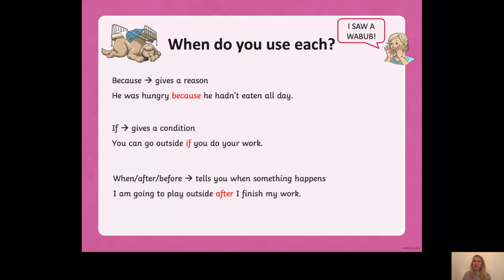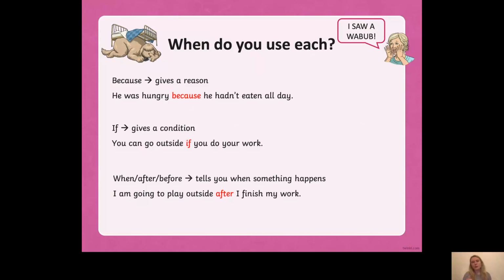Then we have if, which gives a condition. You can go outside if you do your work, but only if you do your work, because that's the condition. You can have dessert if you eat your dinner, but only if you eat your dinner. If you eat your dinner is the condition, okay? Because otherwise you can't have dessert. Then we have when, after, and before.